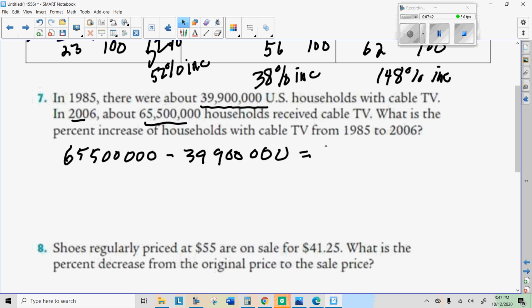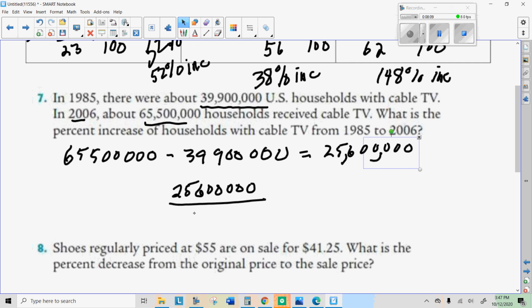And that looks to be about 25.6 million. Okay, so that is how many more households had cable TV in 2006. So we're going to put that number on top. That's our part. And the whole will be the original amount, which would be the earlier year, the 1985 year. So 39900.